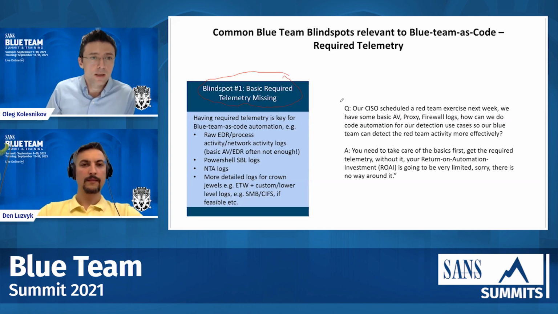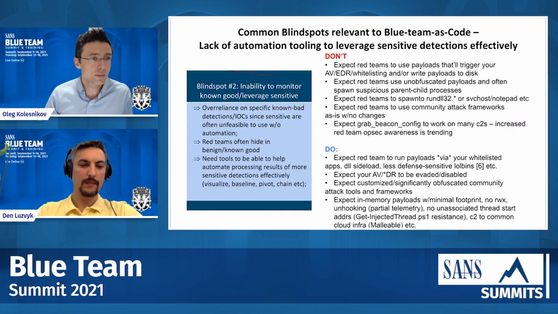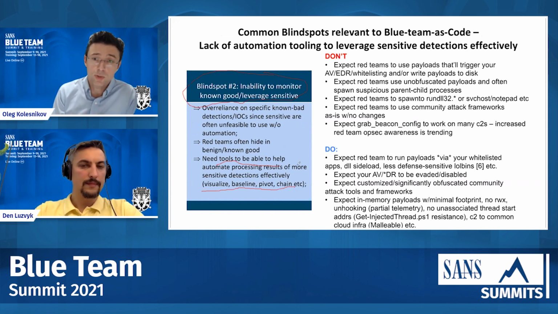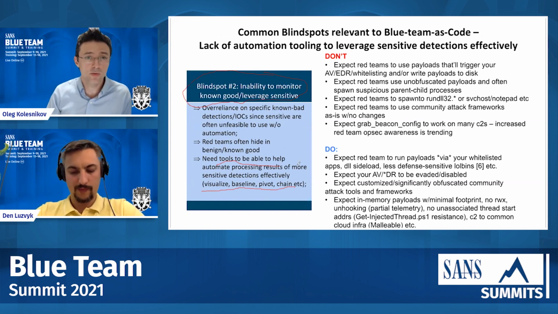The other highlight I have for you is the fact that many blue teams are not able to leverage these sensitive use cases that we talked about effectively. They lack tools to act on them, to visualize baselines, pivot chains, etc. The red team side is good, as Ismail was talking about. Now we have to act on the blue team side. That part is missing, and hopefully blue team as code can help you be more effective there.